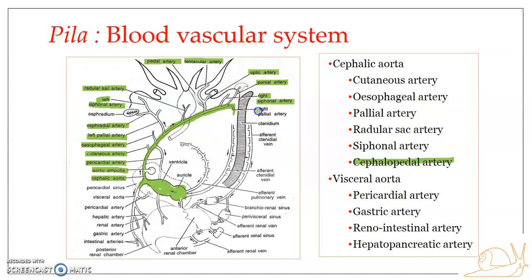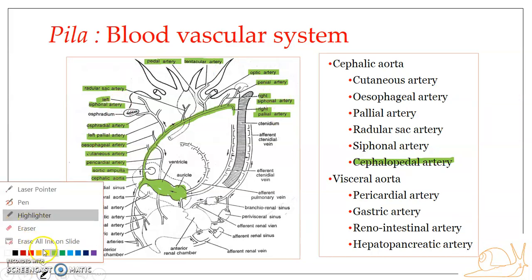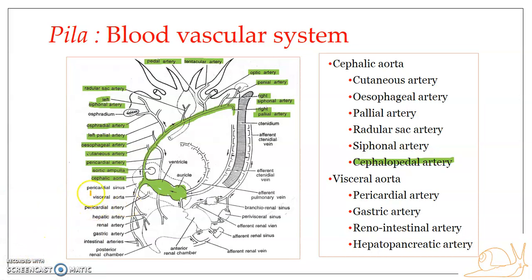And the last major artery is the right pallial artery. Here, it supplies the right side of the mantle. So these are the main branches of the cephalic aorta. Here you can see these are the major ones: the cephalic aorta, the pericardial artery, the cutaneous artery, the esophageal artery, the left pallial artery, radula sac artery, cephalopedal artery, then the penial artery, right siphonal artery, and the right pallial artery.